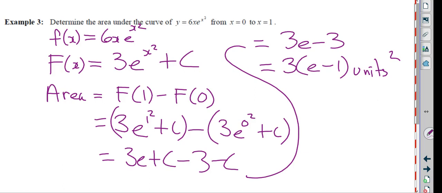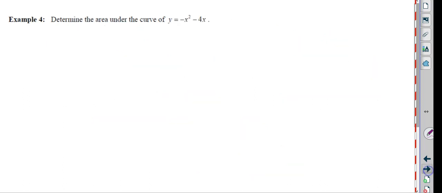Okay, so given a function, write it as little f of x. Figure out the general antiderivative, always has the plus c. Find the area using your boundaries, right? It's going to be the area of the upper minus the area of the lower. Okay, we okay? We okay.